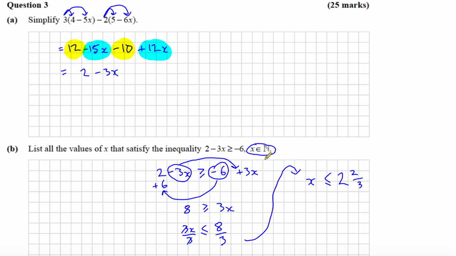x must also be a natural number. So what are the natural numbers less than or equal to 2 2/3? That means that x is an element of the set 1 and 2. They're the only natural numbers that are less than or equal to 2 2/3. So that's all the values of x that satisfy the inequality.